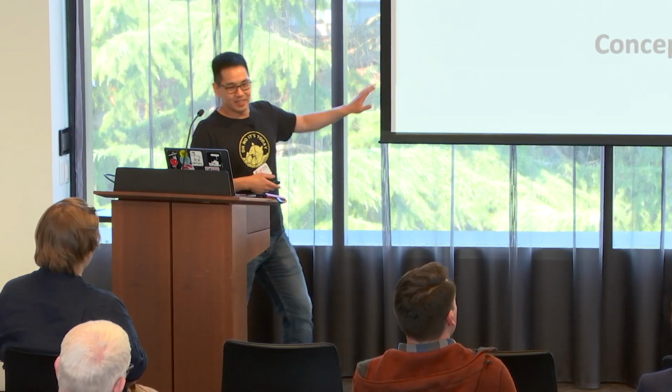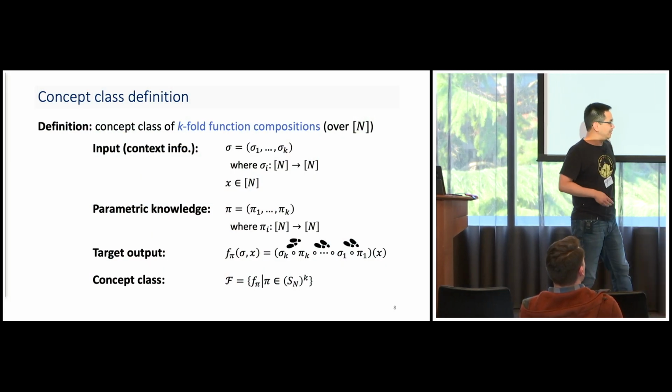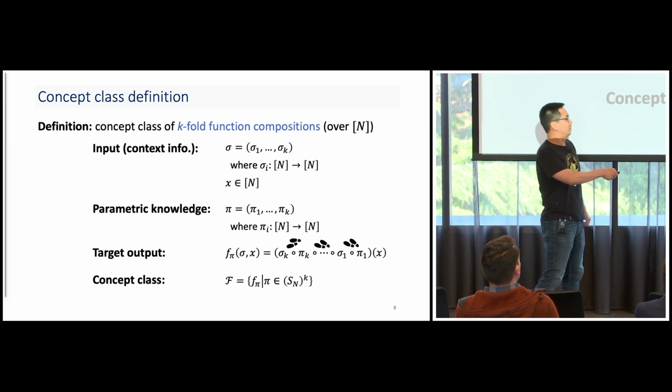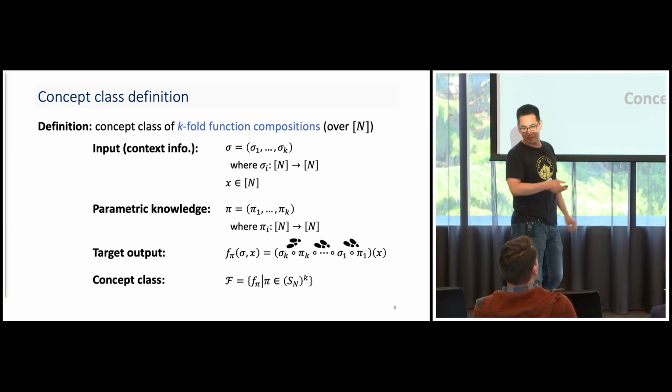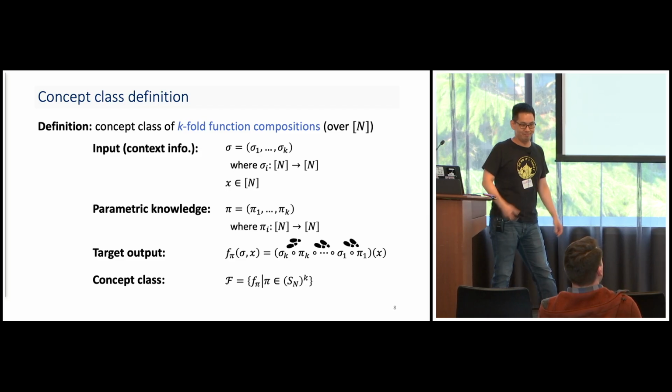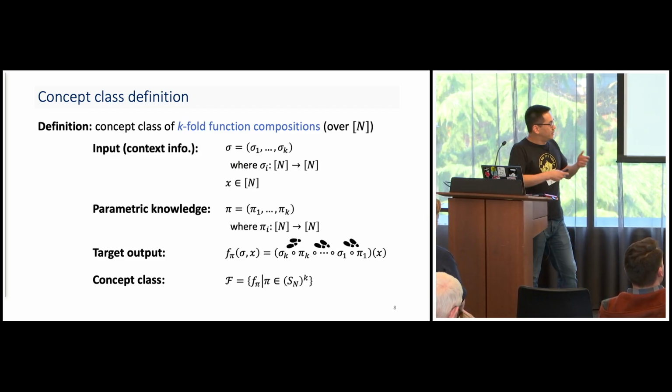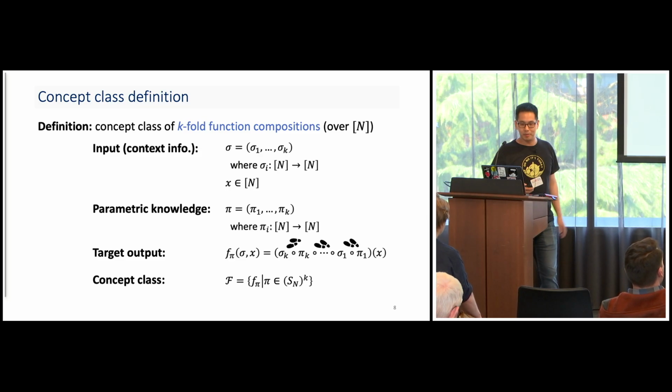Okay, so this is our concept class. To make everything easy mathematically, we'll assume all of these pi's are in fact bijective functions. So really, you have permutations, and you're composing these permutations together.